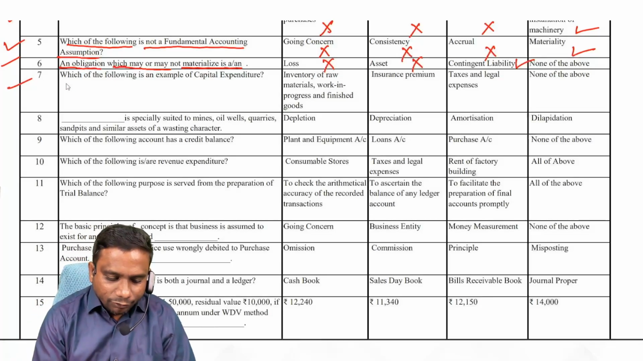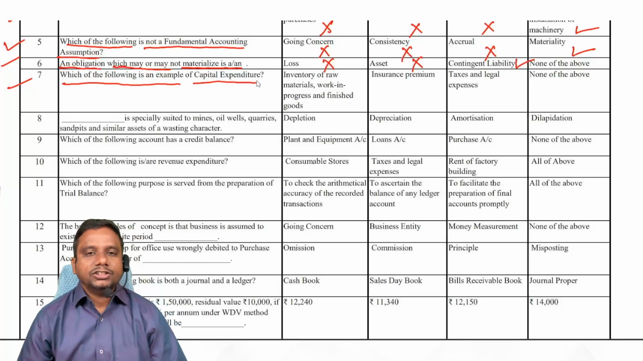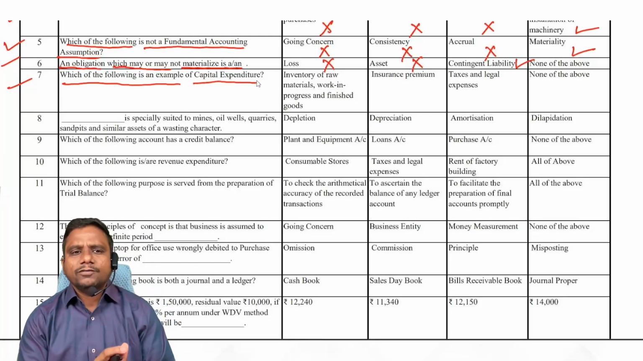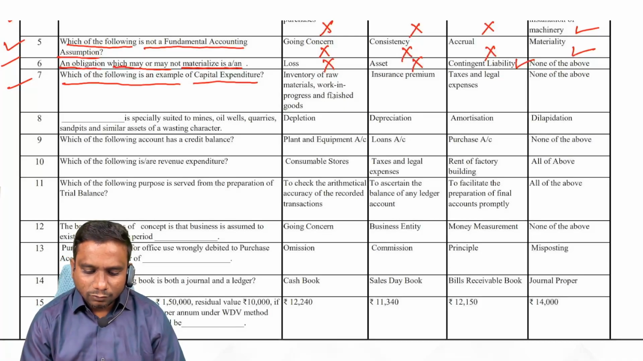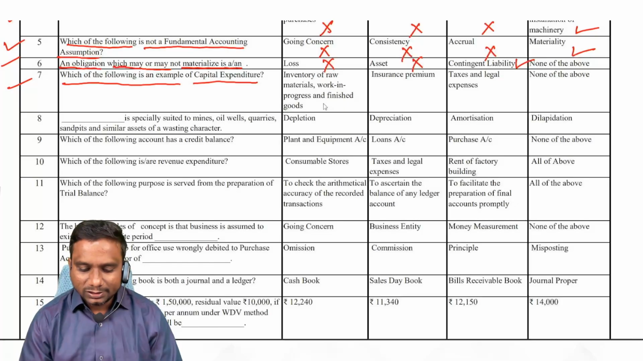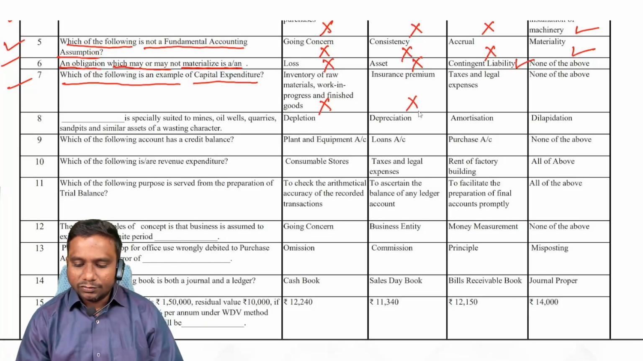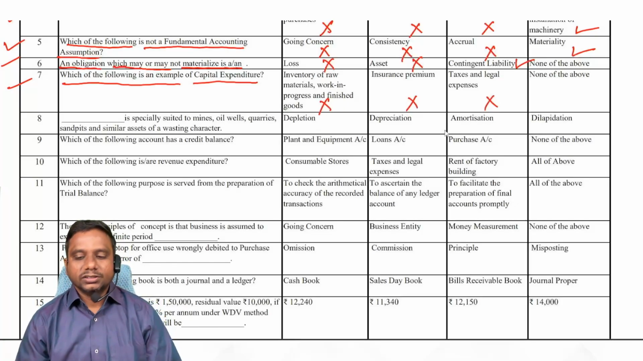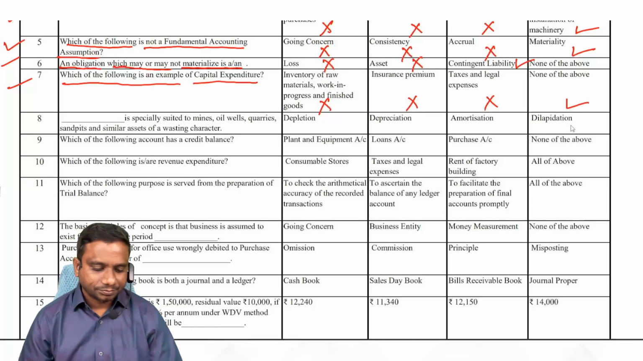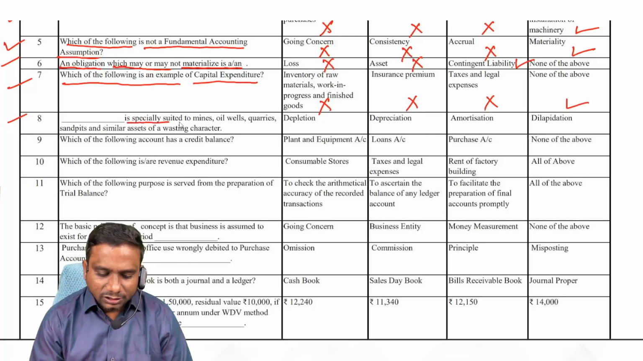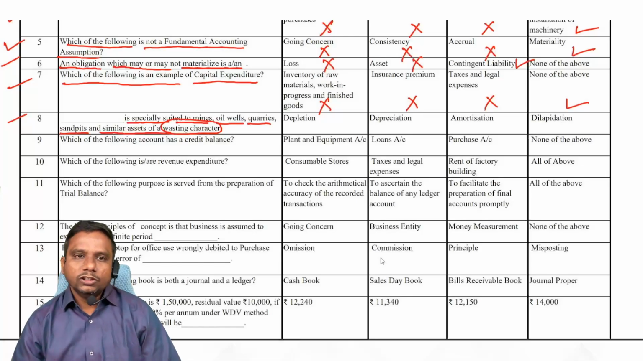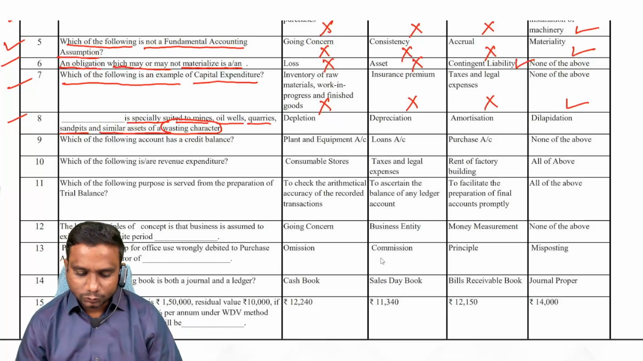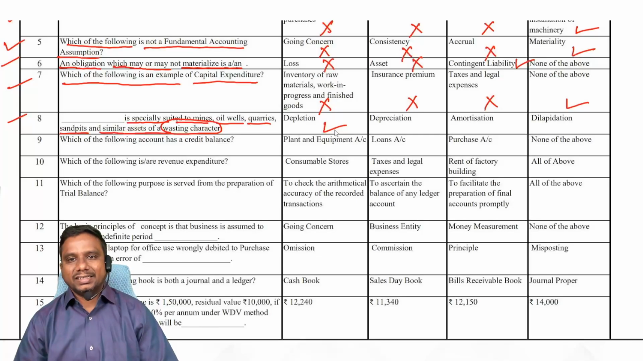Next one. Which of the following is an example of capital expenditure? Out of the expenditure, if you get benefit for more than 1 year, it is capital expenditure. Inventory of raw material, work in progress, finished goods, these are revenue expenditure. Insurance premium, revenue expense. Taxes and legal charges, revenue expense. None of the above is your correct answer. Eighth one. Depletion is specially suited to mines, oil wells, quarries, sandpits, and similar assets of wasting character. In case of wasting assets, generally we use the depletion method of providing depreciation. Option A is correct.